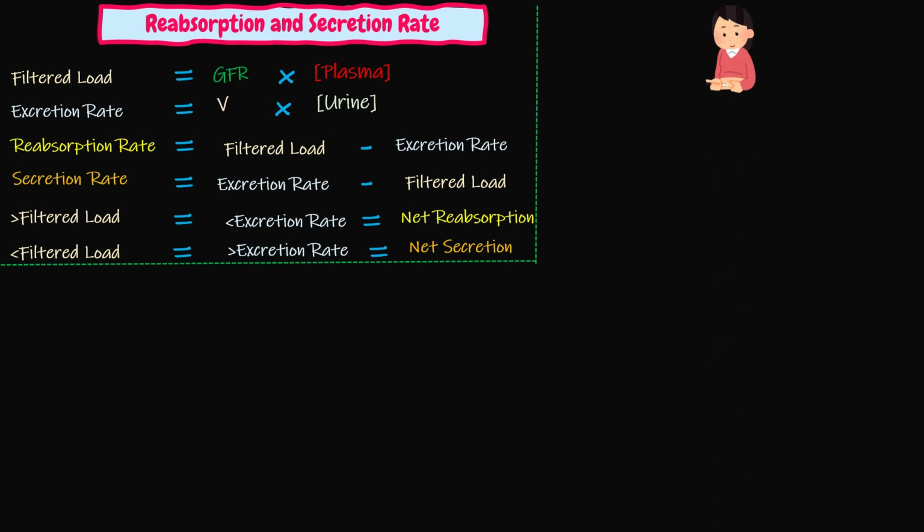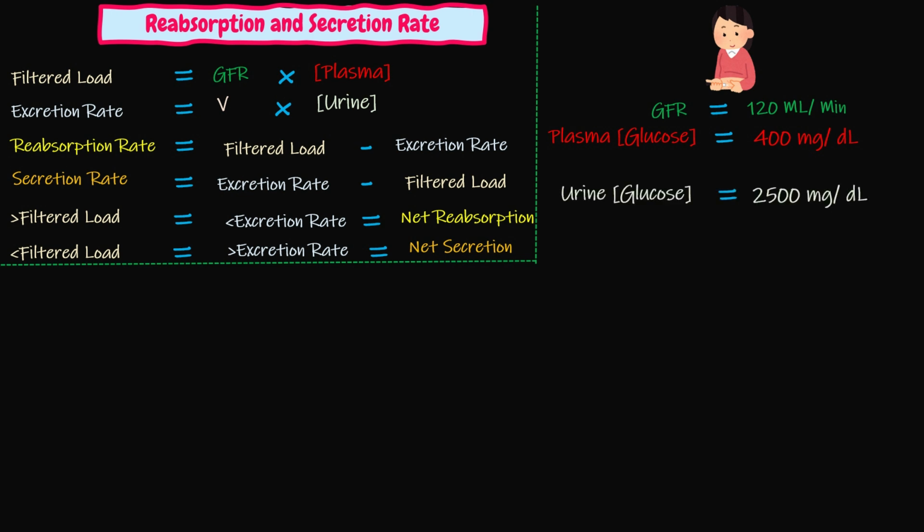Now, let me give you a clinical case. A woman with untreated diabetes mellitus has a glomerular filtration rate of 120 mg per minute, a plasma glucose concentration of 400 mg per deciliter, a urine glucose concentration of 2500 mg per deciliter, and a urine flow rate of 4 mg per minute. Now, what is the reabsorption rate of glucose?